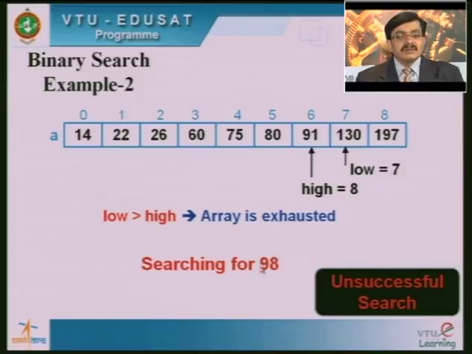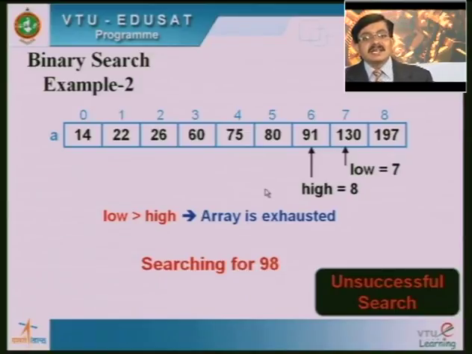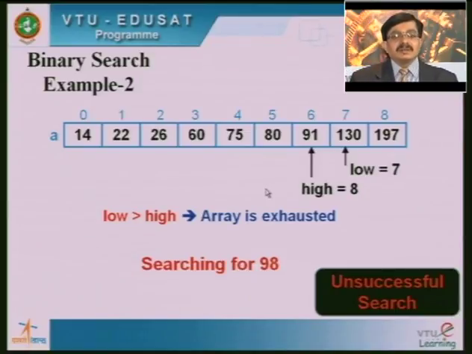To confirm that the element is not present, how many comparisons did we do here? One with 75, one with 91, one with 130. So with 3 comparisons we concluded that the element 98 is not present in the list. If it were a linear search, we would have done 9 comparisons. Here we have done only 3 comparisons. With respect to this, we can say binary search is better compared to linear search.